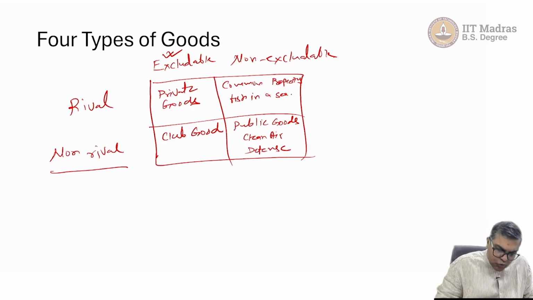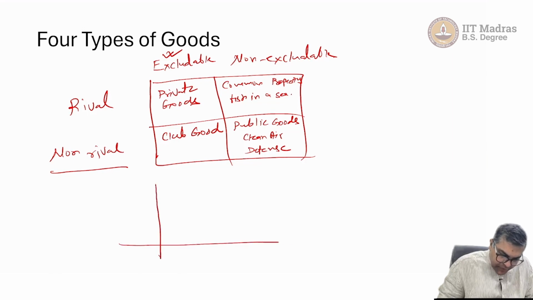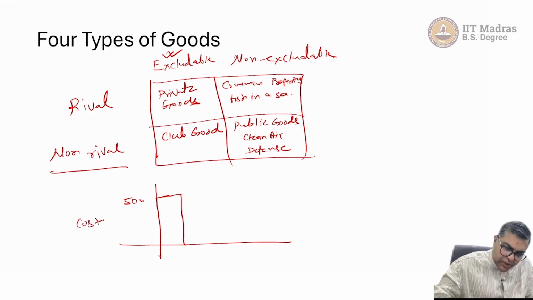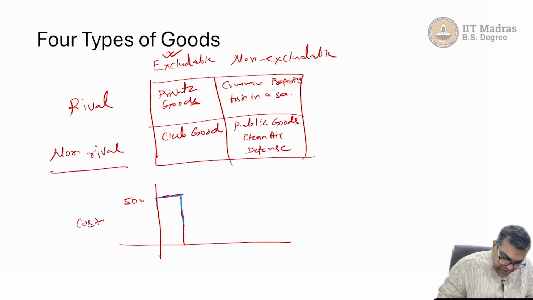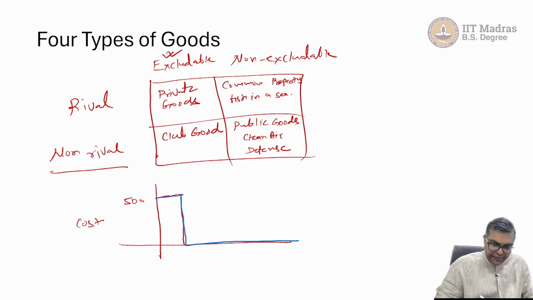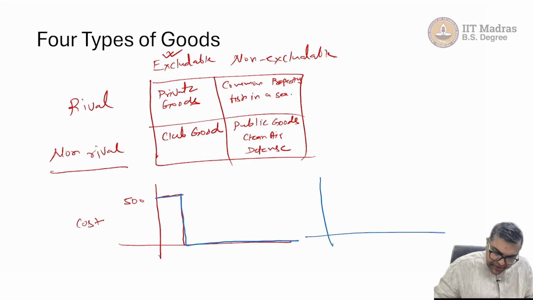Now I should also add, when we have a public good, how much is the marginal cost to provide that public good? Let us say marginal cost is 500 rupees or 500,000. But after that, the cost to provide it to one more person is 0. Everyone can enjoy.